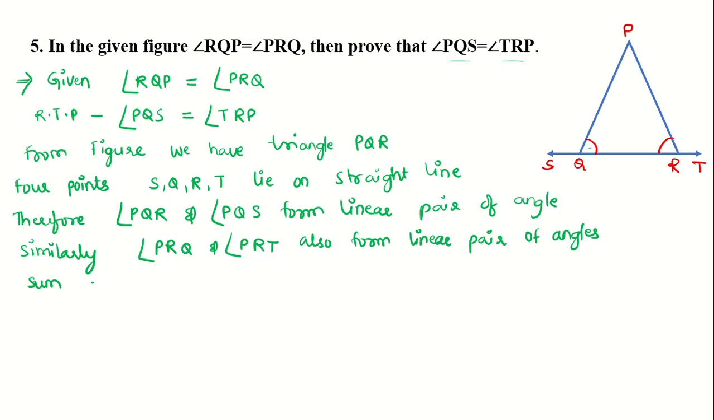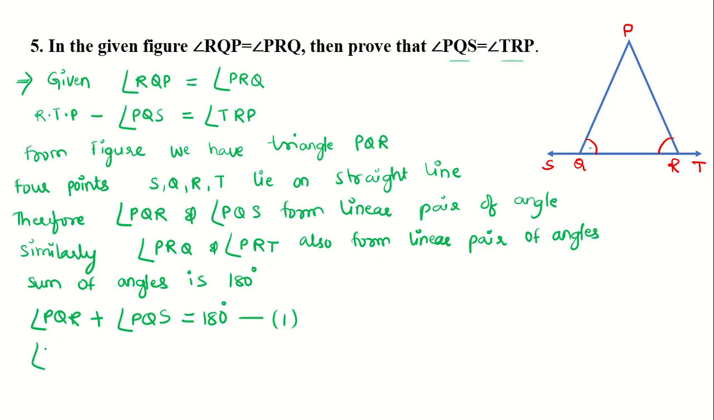Now, from the property of linear pair of angles, how much will the sum be? The sum of angles in a linear pair is 180 degrees. Now, the first equation becomes angle PQR plus angle PQS equals 180 degrees. Take this as equation 1. Next, the angles on the right side are angle PRQ plus angle PRT, which equals 180 degrees. This is equation 2.